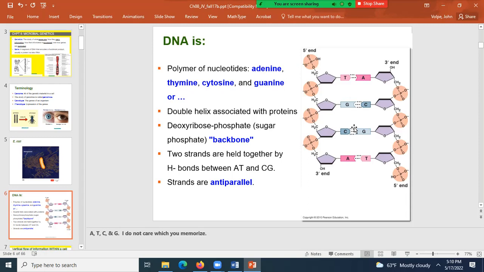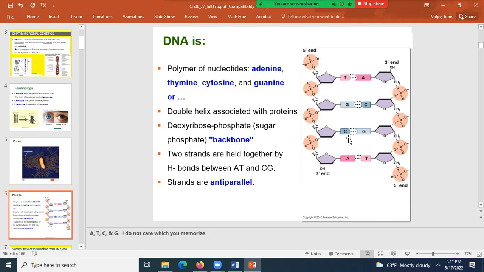DNA is a double helix associated with proteins. By double helix, we have 1 strand of DNA and then a second strand of DNA. The 2 strands are held together by hydrogen bonds between the bases. You should know that there are 2 hydrogen bonds connecting the A and the T, and 3 hydrogen bonds connecting the C and the G. A always pairs with T, and T with A, and C always pairs with G, and G with C.